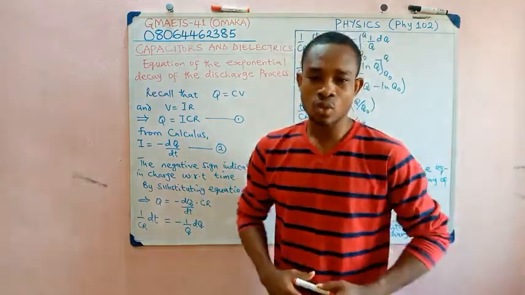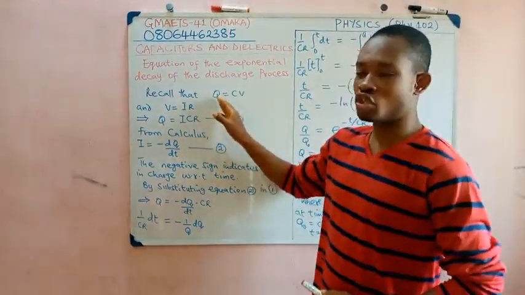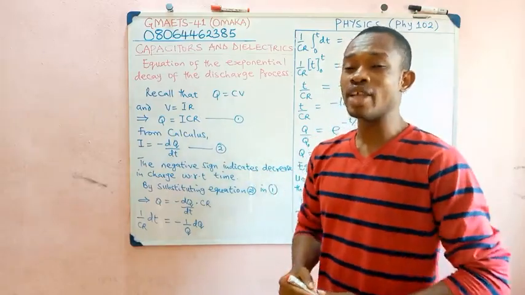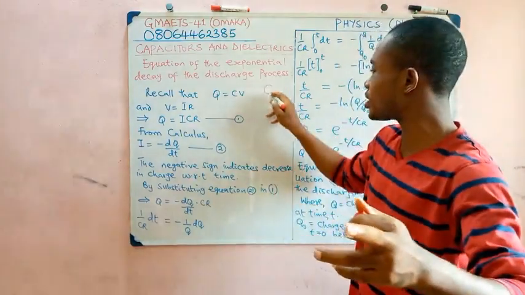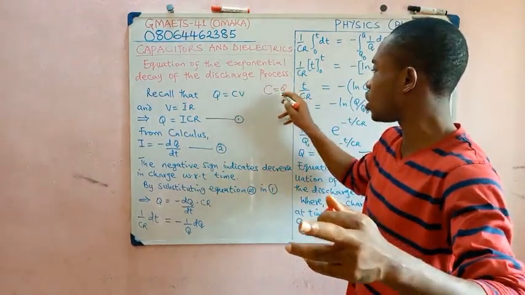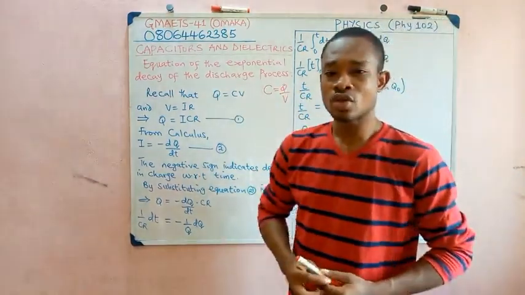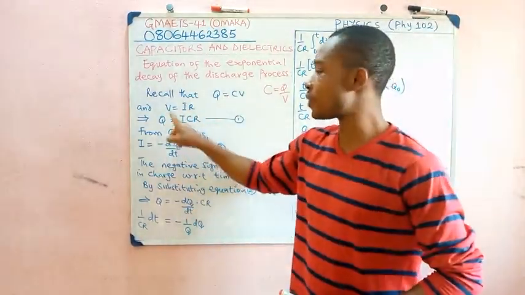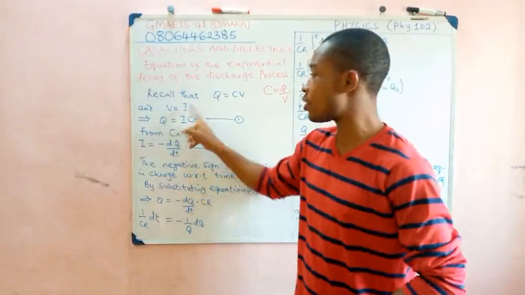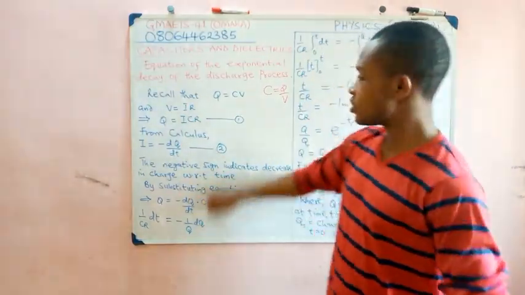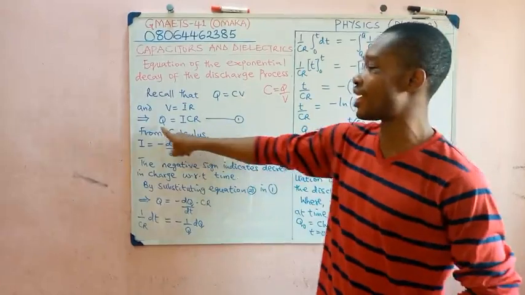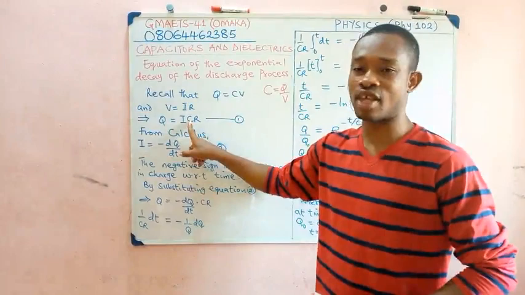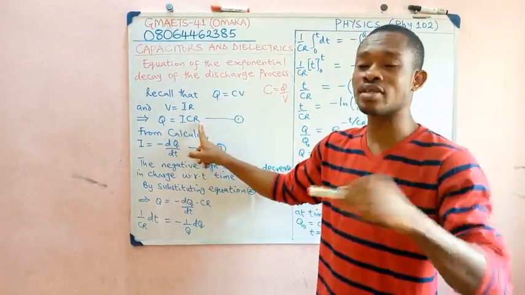Now, how do we start? We look at the fact that charge is equal to capacitance of the capacitor times what? The potential difference. Recall that the capacitance of the capacitor is equal to the charge stored divided by potential difference. So you cross multiply, you have this. We also know from Ohm's law that the potential difference, voltage, is equal to current times what? Resistance. If you substitute for voltage here, we're going to get that charge is equal to current times the capacitance of the capacitor times the resistance.